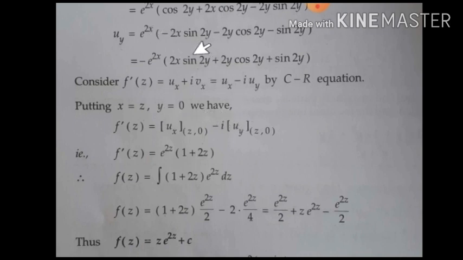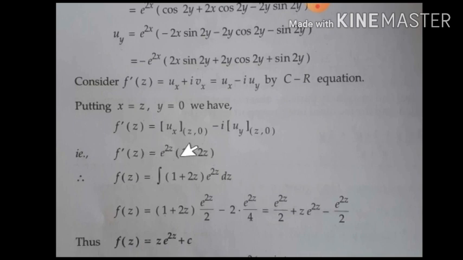So observe that in uy, either a sin term is there or a y term is there. Hence all the terms are going to be 0. Sin 0 is 0. Here y directly becomes 0. Here sin 0 is 0. So all the three terms are going to be 0. So we get f dash of z only this much. Then I need to obtain the analytic function f of z.